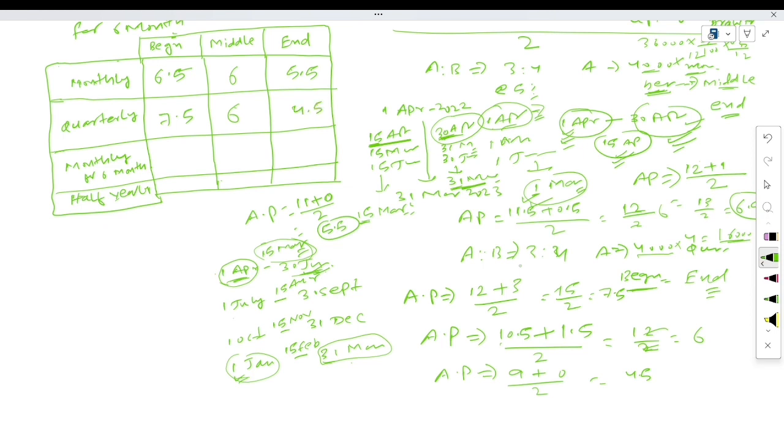This is all about the quarterly drawing. Now see here the monthly drawing for 6 months, not the whole year. It's very simple.